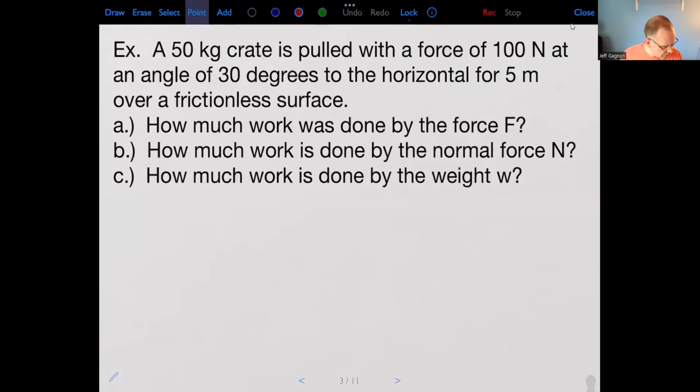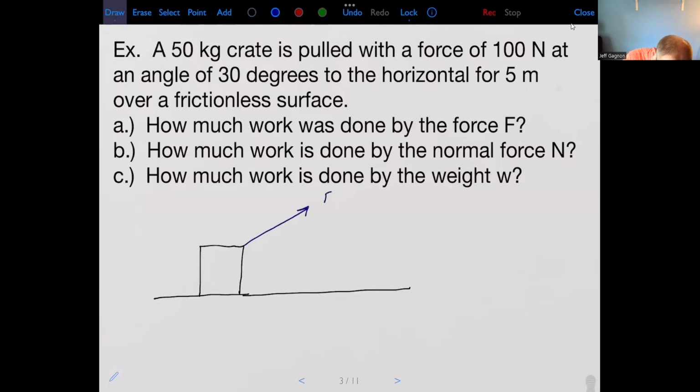Okay, so the first thing you should do is draw a picture, right? Let's say this is the floor. I have this crate. And then acting on it, I have several forces, right? I have this force F. It's acting at an angle of 30 degrees with respect to the horizontal. What else do I have? Well, I have the weight, right? The gravitational force acting down. That's always equal to mg. And then I have a normal force that the surface exerts on the crate upward.